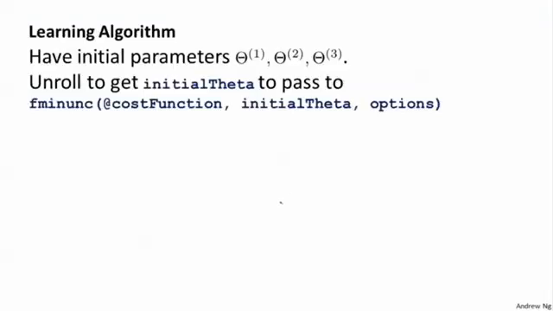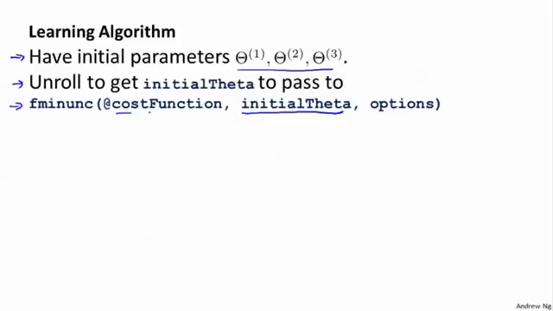To make this process really concrete, here's how we use the unrolling idea to implement our learning algorithm. Let's say that you have some initial value of the parameters theta 1, theta 2, theta 3. What we're going to do is take these and unroll them into a long vector we're going to call initial theta, to pass into fminunc as this initial setting of the parameters theta.